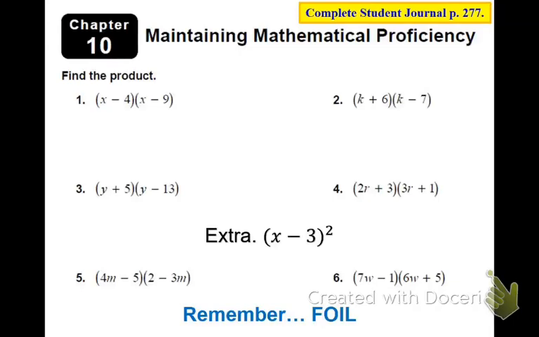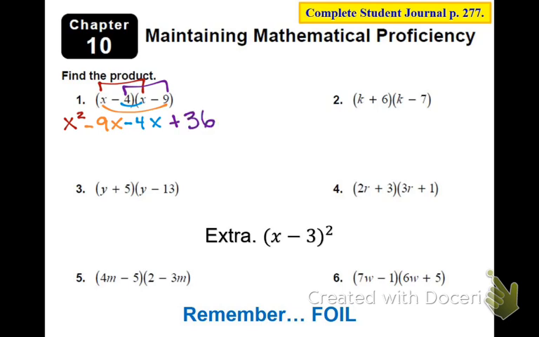F means first, so x times x. What is x times x? X squared. Outer would be x times negative 9, so negative 9x. Inner would be negative 4 times x, which is negative 4x. And then last would be negative 4 times negative 9, which is positive 36.